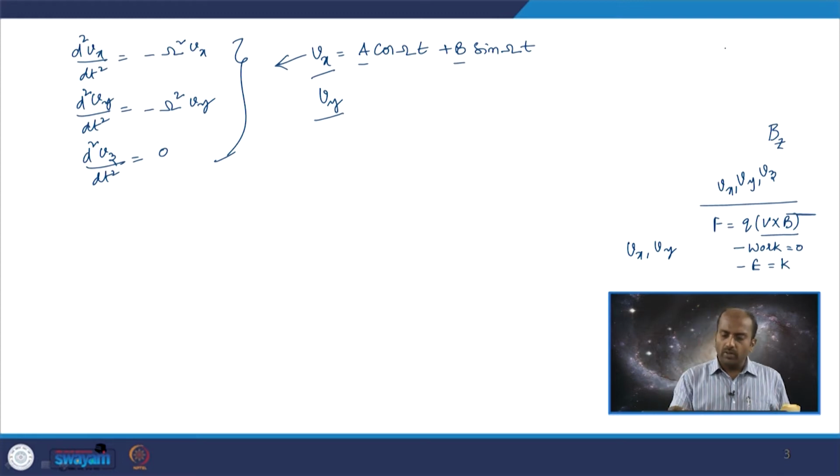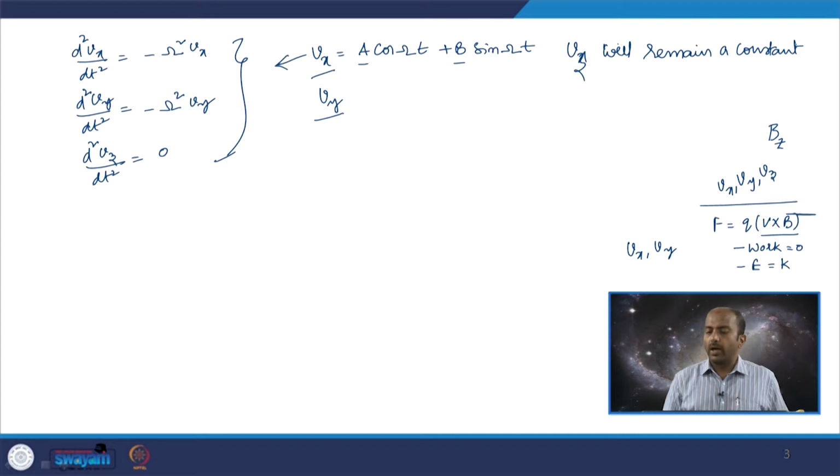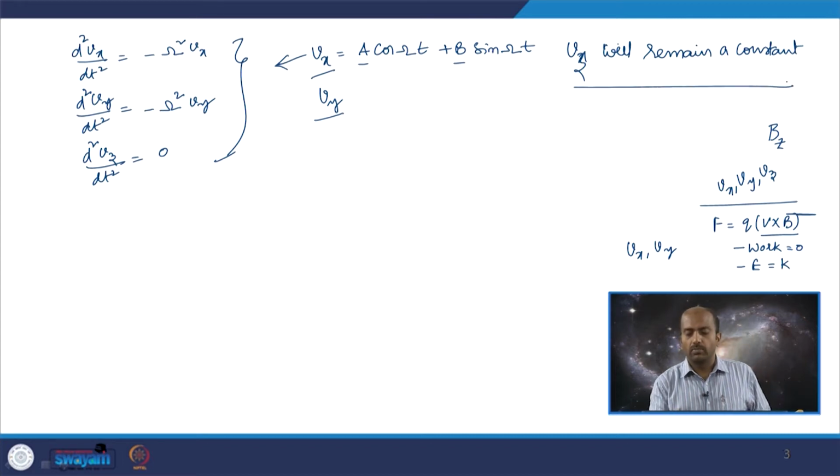Now, at this point itself, we can say that from the second order differential equation, Vz will remain a constant, because the particle is traveling parallel to the magnetic field, so it will not be influenced by the magnetic field.